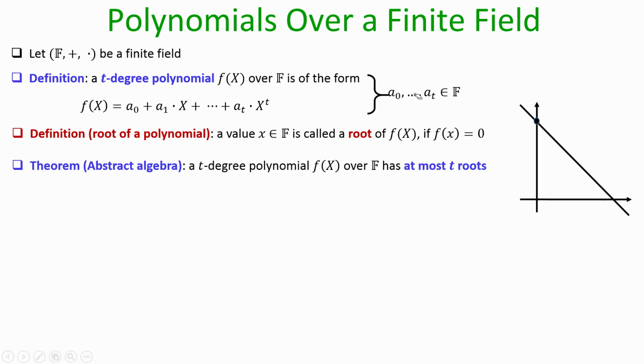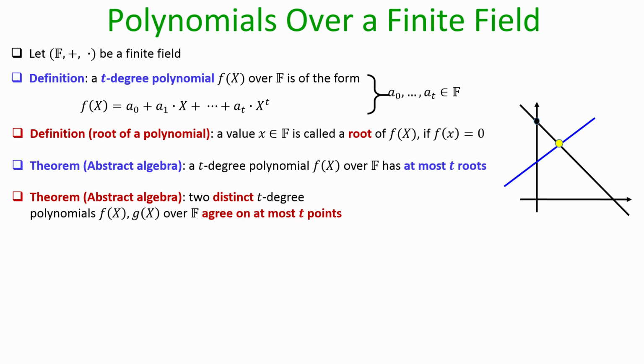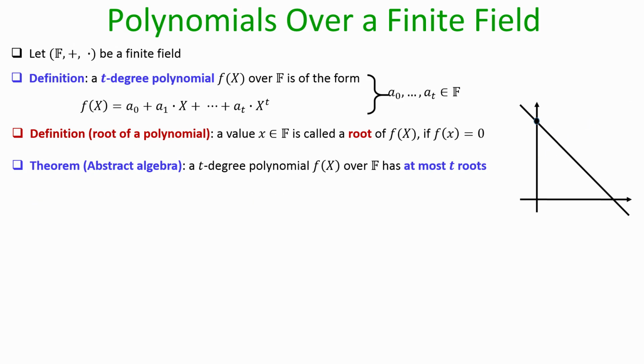Now, another well known fact from abstract algebra which we can use here is the following. If we are given a t degree polynomial f of x over a field, then it can have at most t roots. More specifically, if I take the case of t equal to 1, and I have a straight line defined over a field, then there can be at most one x value where the value of the straight line is 0, that is, where the line meets the x axis. And this is true for any t degree polynomial over a field.